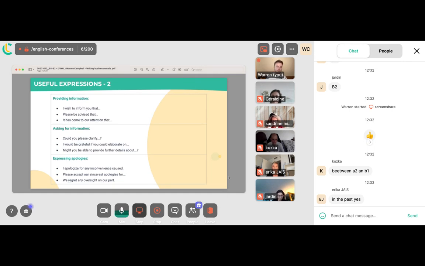Providing information. Heads up, everyone, there are a lot of useful expressions in here today. A lot of vocabulary as well. I'll make sure you all get a copy of the slide as well. So yeah, providing information. I wish to inform you that, please be advised that, it has come to our attention that, could literally conclude with many things here. So I wish to inform you that our business will be closed during the month of August.